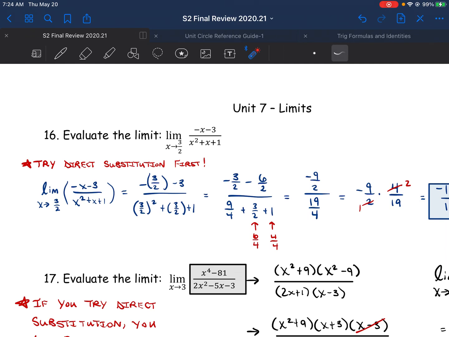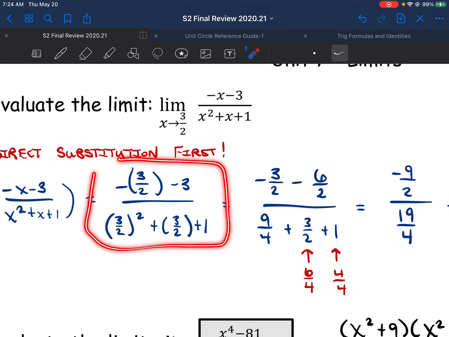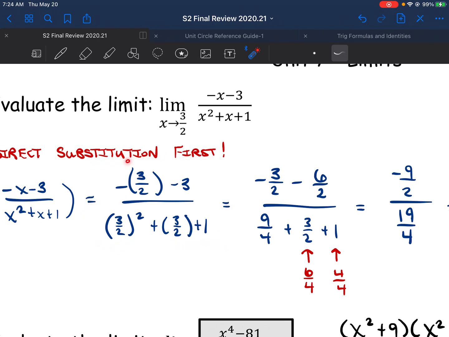So let's go ahead and use direct substitution, plugging in 3/2 for all the x's. And this is what we would get here. Negative 3/2 minus 3 over 3/2 squared plus 3/2 plus 1. In the numerator, I want to go ahead and get a common denominator of 2, so I change the negative 3 to a negative 6/2. In the denominator, I know that 3/2 squared will give me 9/4, so I want to get a common denominator of 4 in the denominator, which means I change 3/2 to 6/4, and I change 1 to 4/4.